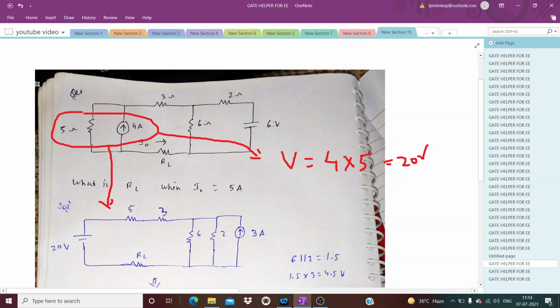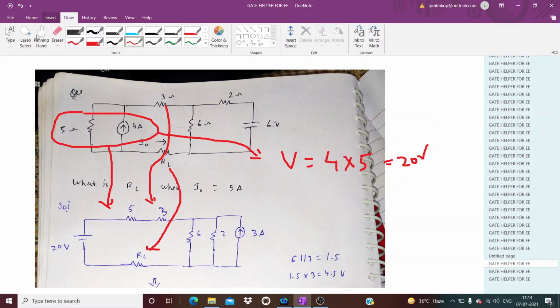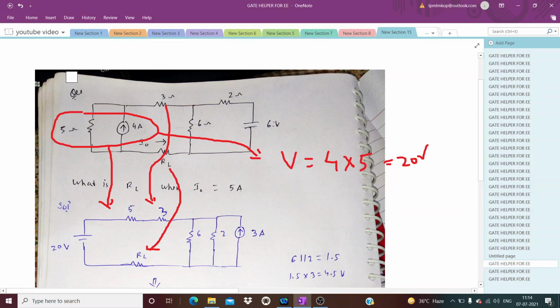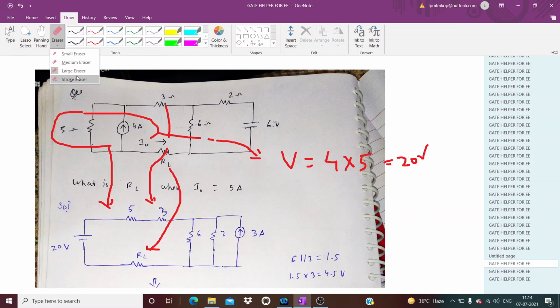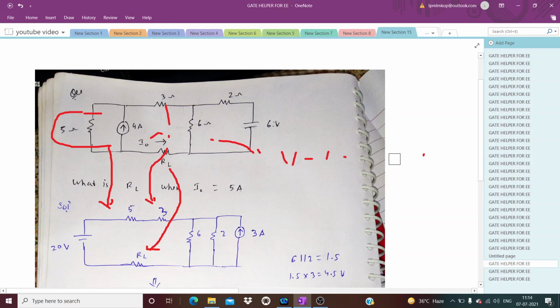Now RL is kept as it is, and 3 ohm is kept as it is. I hope the left part is very clear, so I will erase this part. Now I will explain what is happening on the right side. I hope it is clear that we have simply converted a current source into a voltage source.